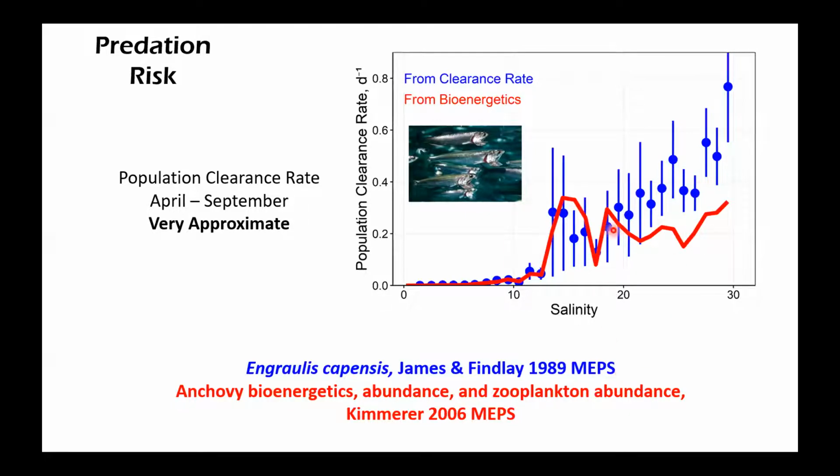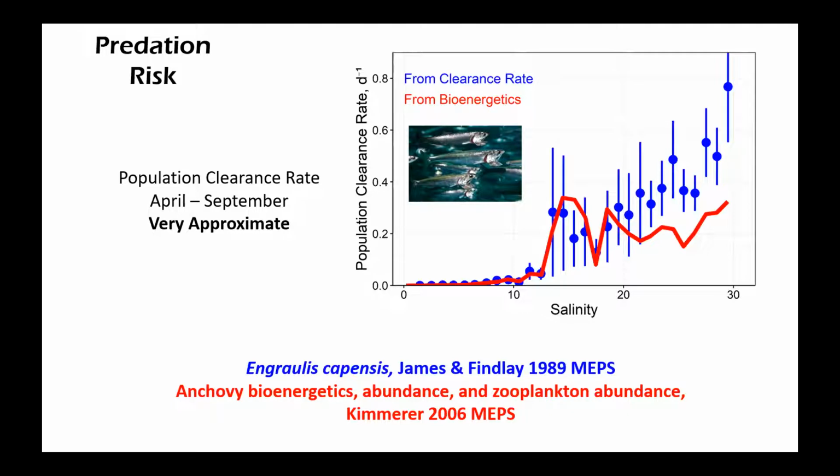The red is from a different set of data, although I used the base study for the anchovy abundance, but it's anchovy bioenergetics and abundance and zooplankton abundance. And so they cleared about 35% per day. So it's very similar result.